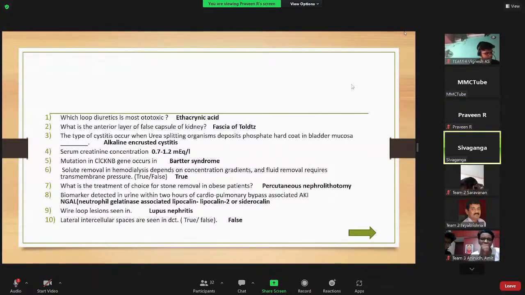So the first one is correct, ethacrynic acid. Second one, the anterior layer of false capsule of kidney is fascia of Zuckerkandl. And third one is alkaline encrusted cystitis. Fourth one, serum creatinine level 0.7 to 1.2 milliequivalents per liter. It's correct. Fifth one is Bartter syndrome, correct. Sixth one is true. Seventh one is PCNL, percutaneous nephrolithotomy. And eighth one is NGAL, you said correct. Ninth one, lupus nephritis, correct. 10th one is false. You didn't answer that. You answered first, 4th, 5th, 6th, 8th, and 9th. So totally 60 marks.